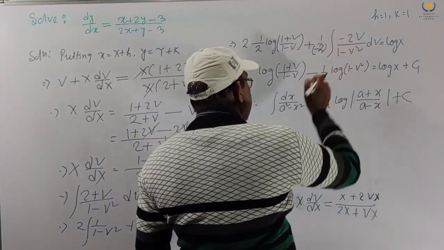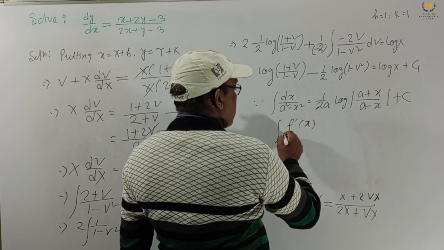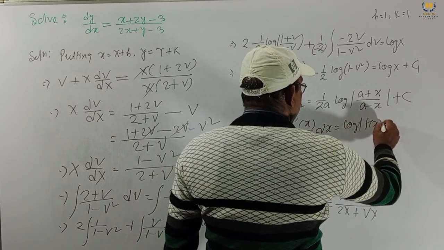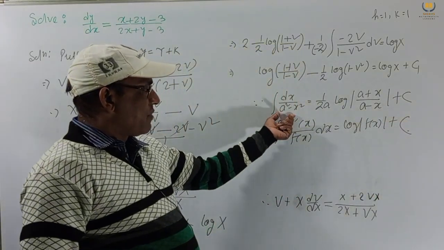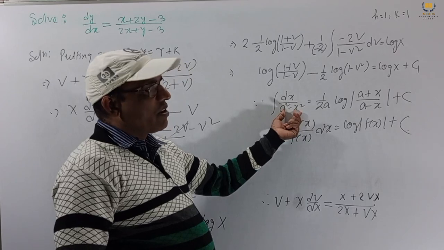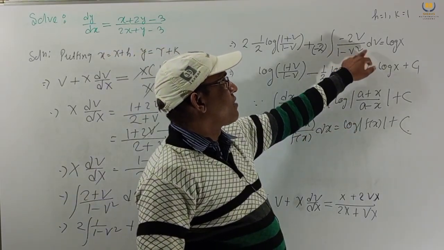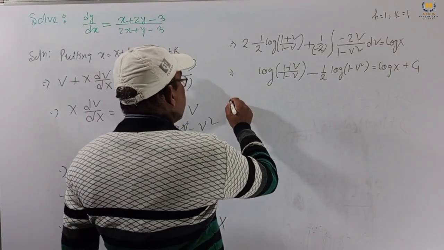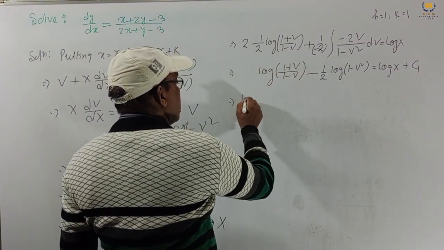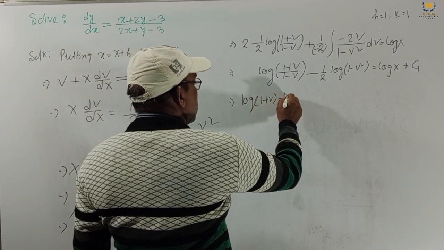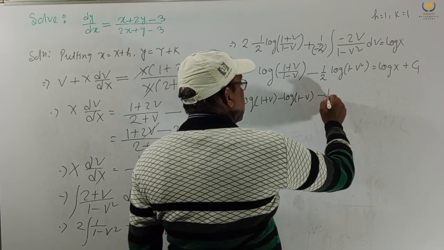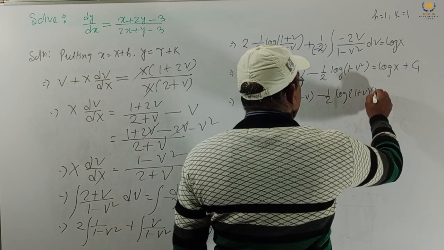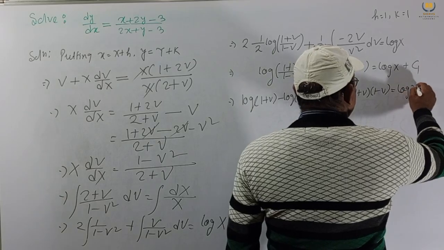And this one, using this formula, integration of f dash x by f x dx is log of denominator. If we differentiate f x, we get f dash x. If the differentiation of the denominator is given in the numerator, the answer is log of denominator. So in logarithm, this is division given. We can write log 1 plus v minus log 1 minus v, and this is log of capital X plus C1.